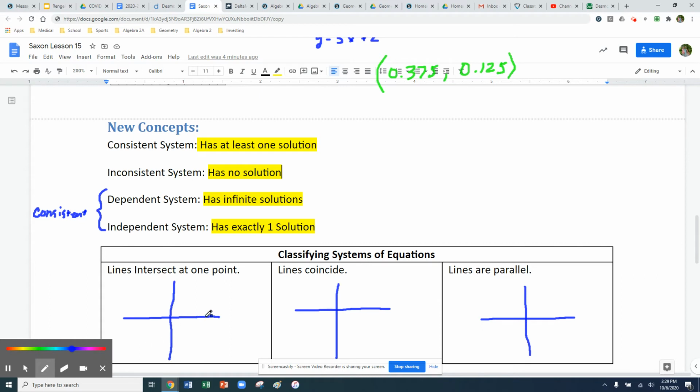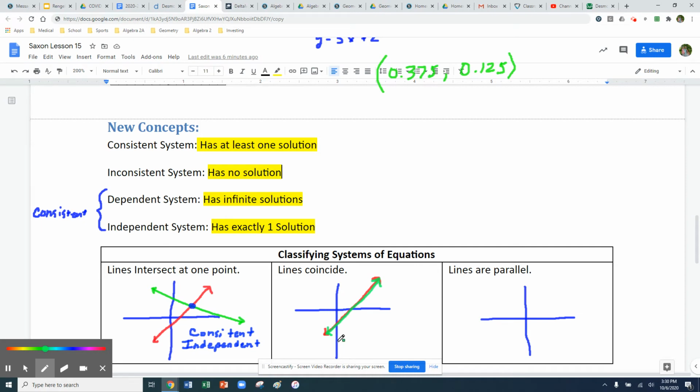I think to help us with these classifications, it helps to look at a picture. So we're going to draw a picture of each type of situation, starting with lines that intersect at one point. So we've seen these before. Lines that intersect at one point have exactly one solution. So these are the independent solutions. So again, I would classify this as a consistent independent system.